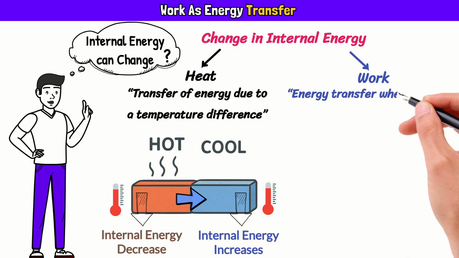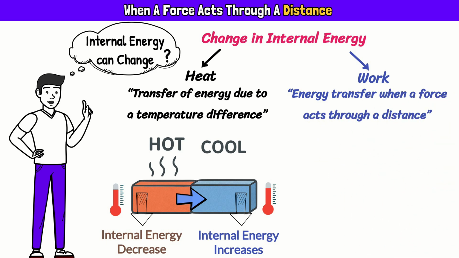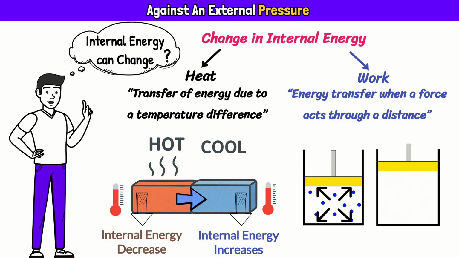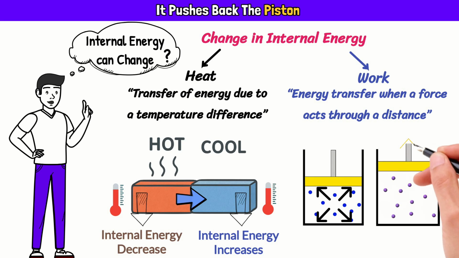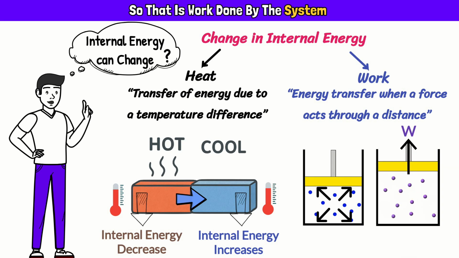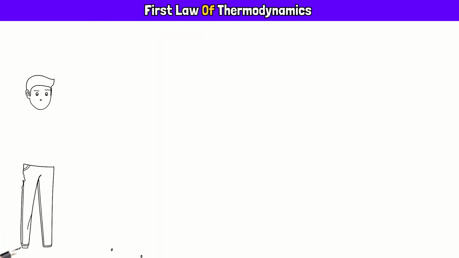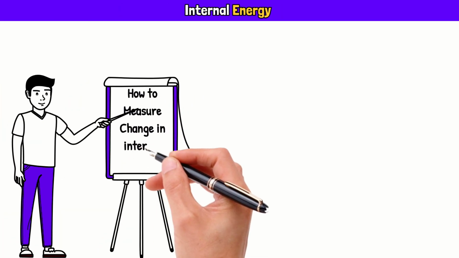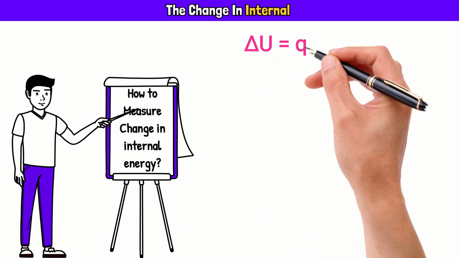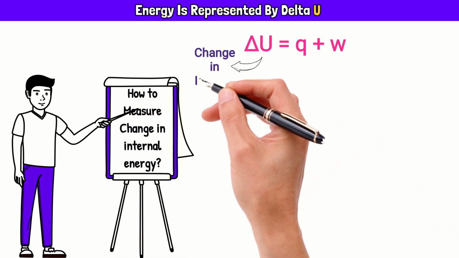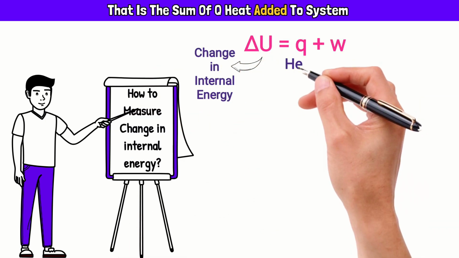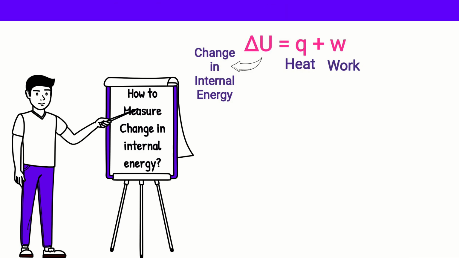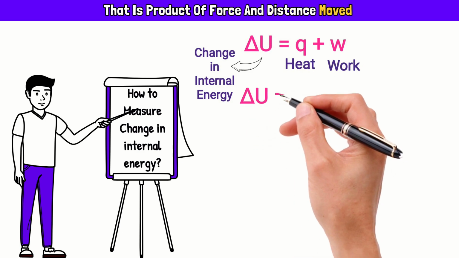Work is energy transfer when a force acts through a distance. For example, when a gas expands against an external pressure, it pushes back the piston, so that is work done by the system. The first law of thermodynamics explains how to measure the change in internal energy. The change in internal energy is represented by delta U. That is the sum of Q, heat added to the system, and W, work done by the system. Work is the product of force and distance moved.